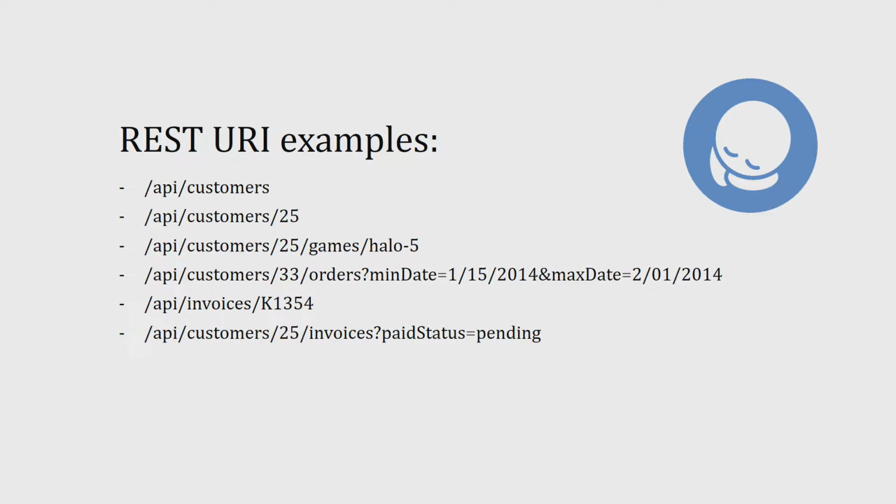The third one down, I would get customer number 25, and I would get all of the Halo 5 games that he played, or that are associated with him. And so on and so forth, all the way down to this one, which is pretty interesting here. API/customers/33/orders: customer 33, get his orders between the min date of this and max date of 2/1. So just by looking at that REST URI, you should know what you're going to get. That's the whole point of describing your endpoints using REST, is it's obvious. Okay. Good enough. We won't dig into that too much.